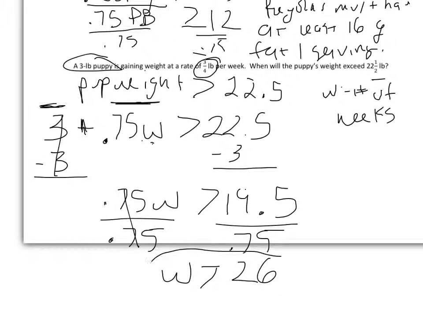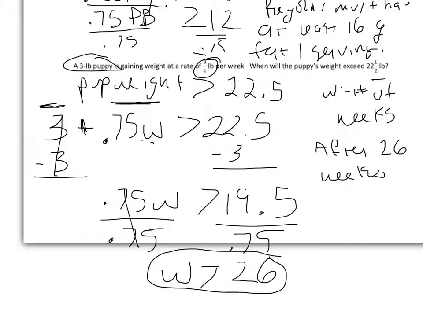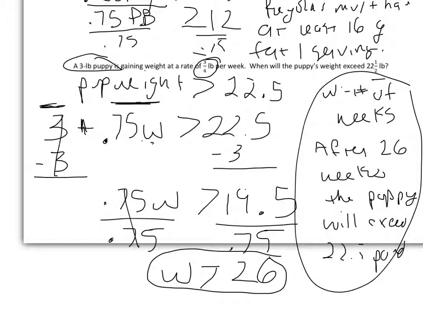So, what does this really mean? Well, think about the question that's asking, when will the puppy's weight exceed 22.5 pounds? After 26 weeks, the puppy will exceed 22.5 pounds. So, a little bit over half a year.